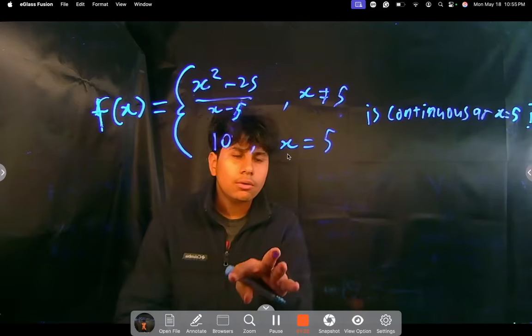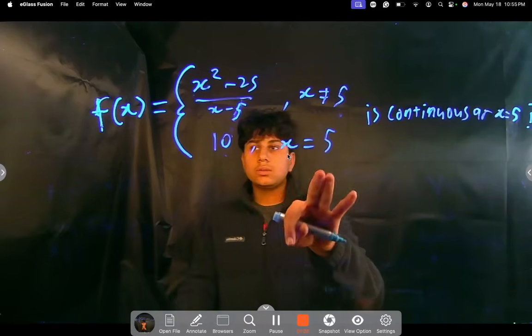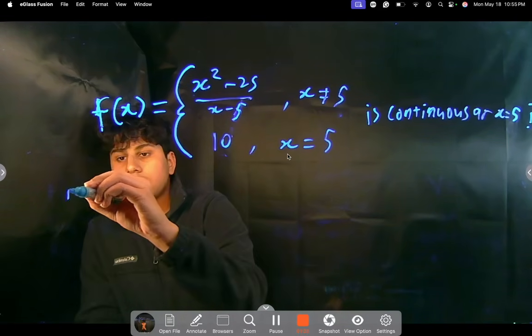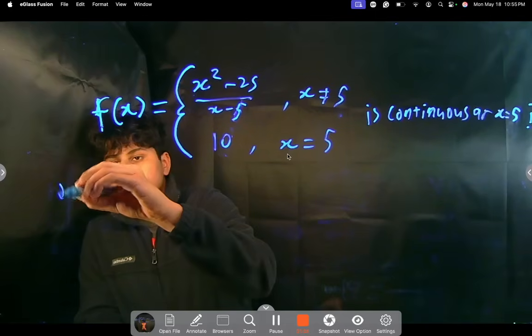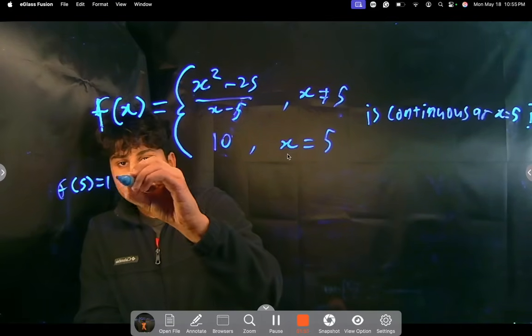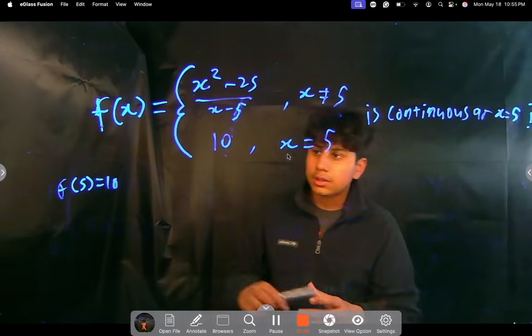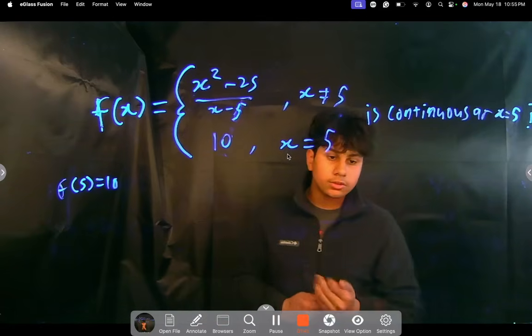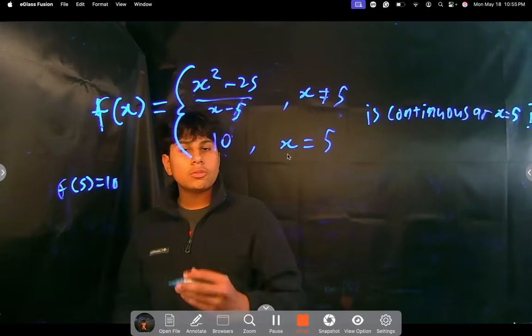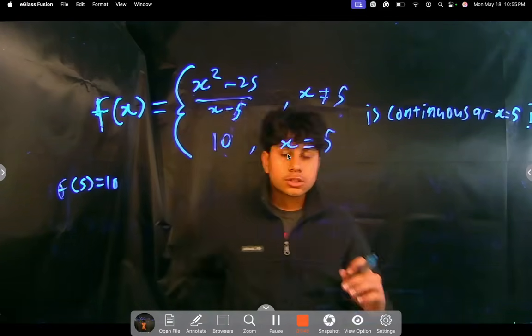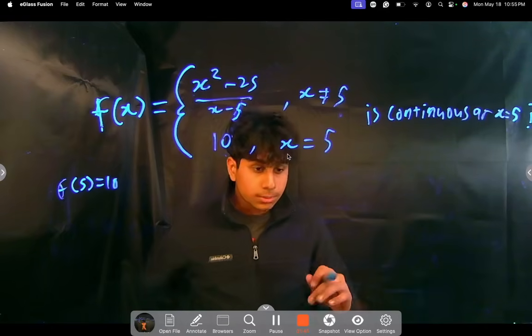Well, here we already know that when x is equal to 5, f of x equals 10. So f of 5 equals 10. That's already one criterion fulfilled: at f of 5, the value does exist. Now we're moving on to our next criterion. Does the limit exist?